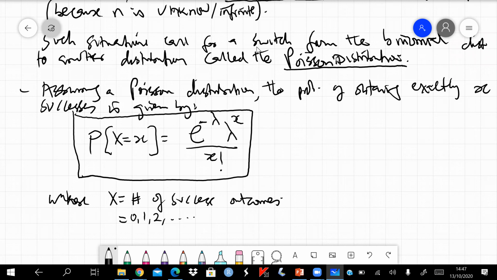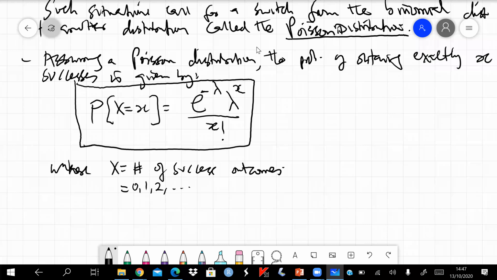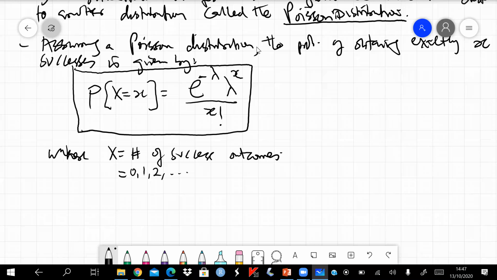So for the Poisson, unlike the binomial, remember, in the case of binomial, X was taking values from 0 all the way to n. But in the case of Poisson, X takes the values 0 all the way to infinity because n is undefined. Okay. Then we have e. e is a mathematical constant known as Euler's constant.